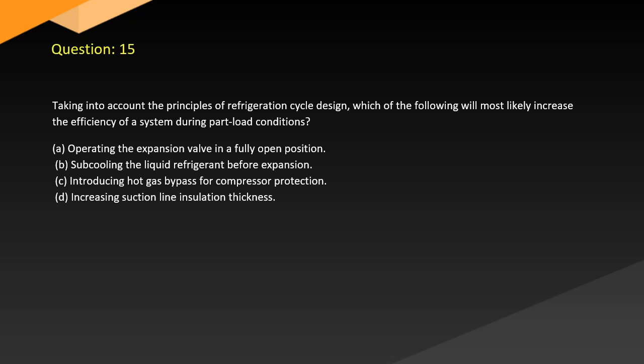Question 15. Taking into account the principles of refrigeration cycle design, which of the following will most likely increase the efficiency of a system during part load conditions? A. Operating the expansion valve in a fully open position. B. Subcooling the liquid refrigerant before expansion. C. Introducing hot gas bypass for compressor protection. D. Increasing suction line insulation thickness.